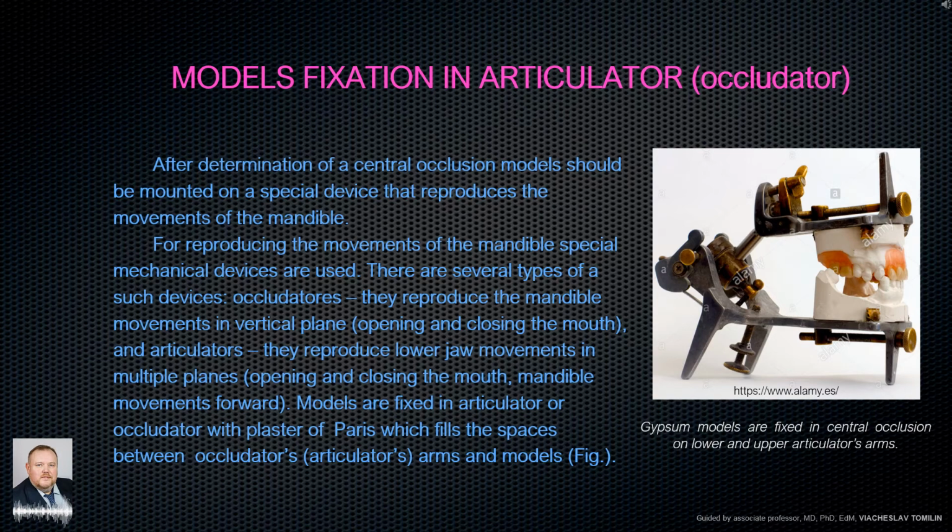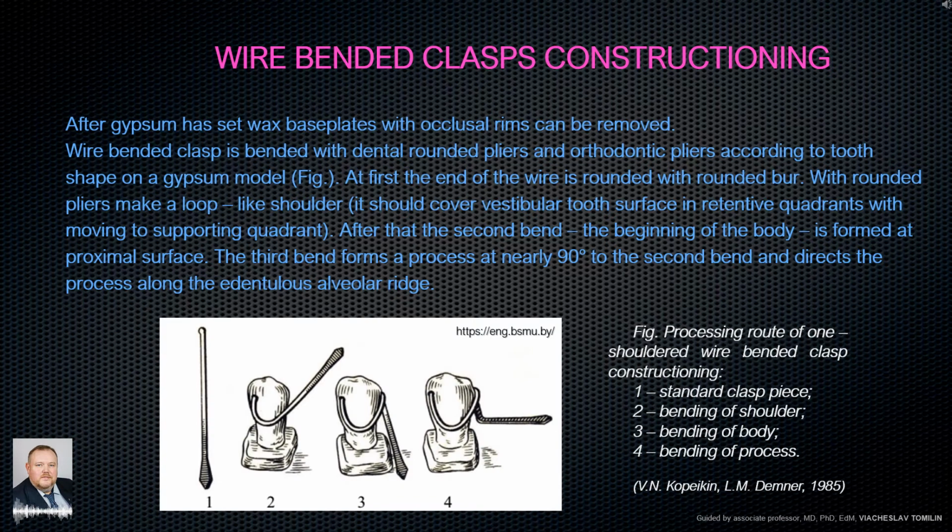Models are fixed in the articulator or occludator with plaster of Paris, which fills the spaces between the occludator or articulator arms and models. This is shown in the figure. Wire-bended clasps construction. After the gypsum has set, waxed baseplates with occlusal rims can be removed. A wire-bended clasp is bent with dental rounded pliers and orthodontic pliers according to tooth shape on the gypsum model. This is shown in the figure.